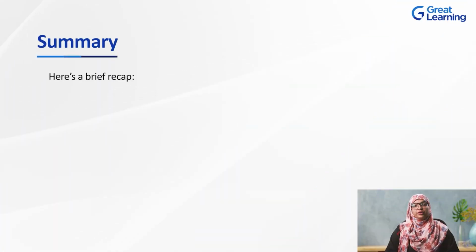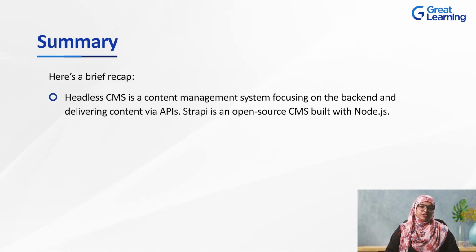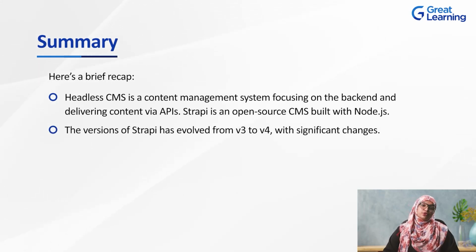Now coming to your summary, we have discussed that a Headless CMS is a content management system which will help you in focusing on your backend and delivering content via your APIs. And what are the APIs? That is REST API and GraphQL APIs. And then Strapi is an open source CMS which is built on the Node.js runtime environment, right? And then we also saw the different versions of Strapi. Version 3 evolved in 2019 and version 4 in 2021, and they also have some significant changes based on the plugins and the developer experiences, you can say.